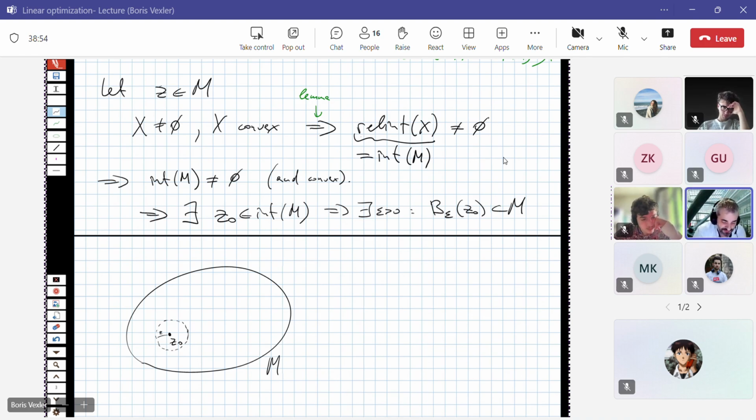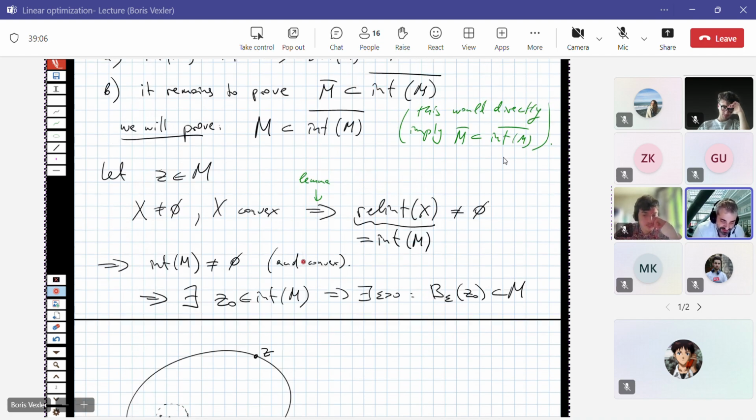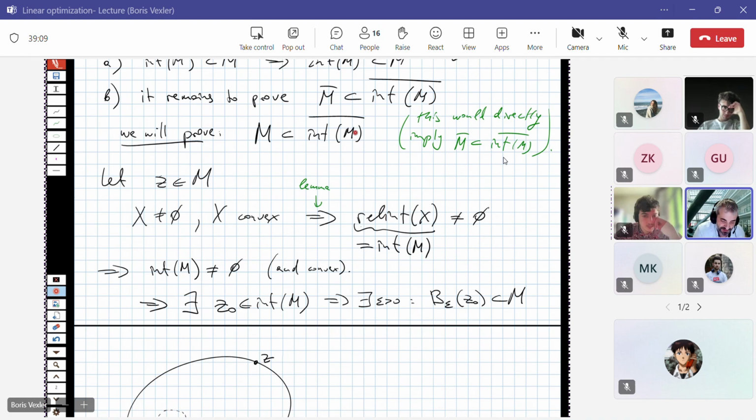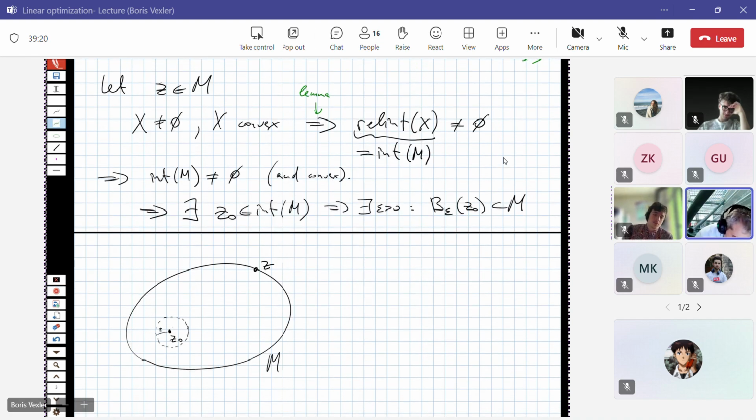Now we have our point Z somewhere. This is our point Z, and Z is from M. We would like to prove that Z is in the closure of the interior of M, and we will do it as follows. Of course, we can connect these two points, and we know by convexity that every point on this line is also in M.